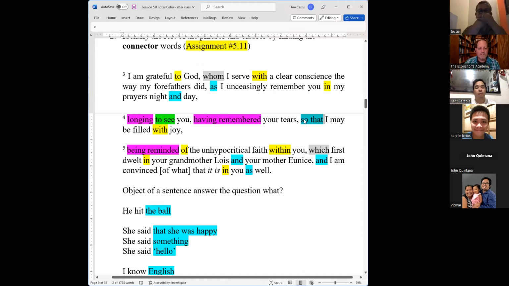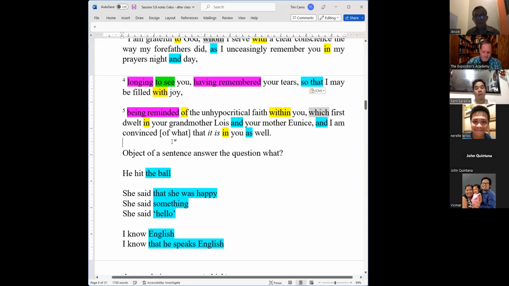Now, sometimes you may just see that, right? It may just be this: longing to see you, having remembered your tears, that I may be filled with joy. That's functioning the same way as if we had had so that. It's a conjunction, giving the purpose or the reason. Longing to see you so that, why am I longing to see you? So that I may be filled with joy. That's what's going on here.